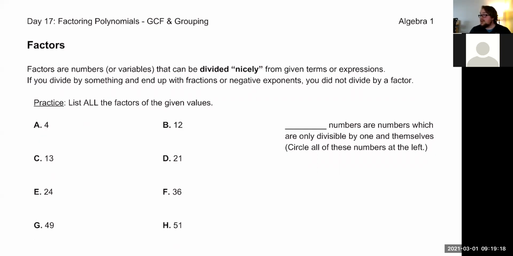All right, so factors. We're going to do a little bit of review for factors of just values, which for our purposes, something's a factor when it can be divided nicely from another number or later expressions. If you ever divide anything and you get a fraction or a decimal, or later we sometimes encounter negative exponents, whatever you just divided by at that point in time was not considered a factor, because dividing by factors gives us nice, clean numbers.